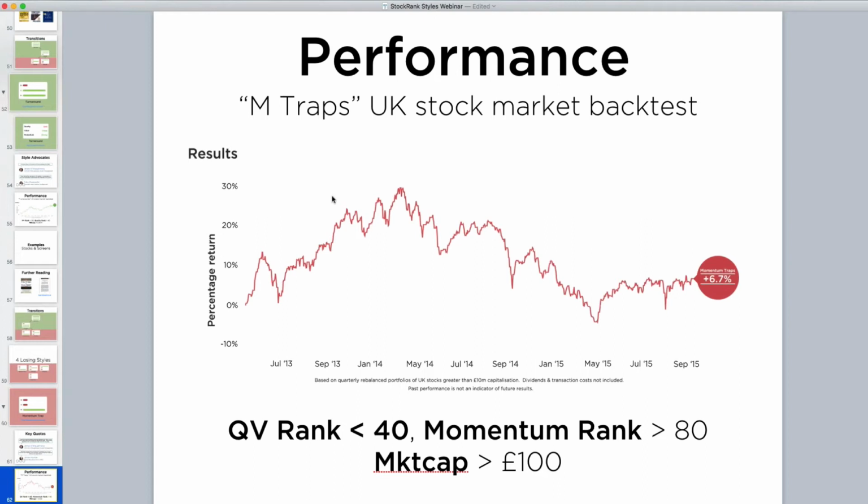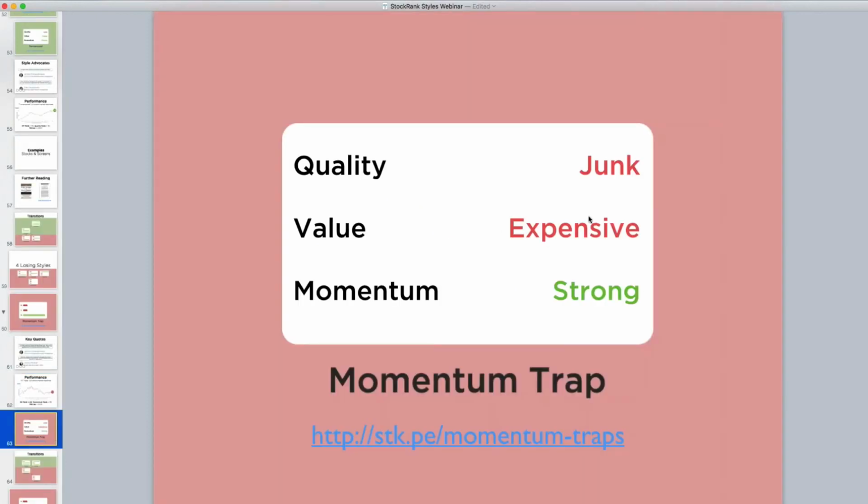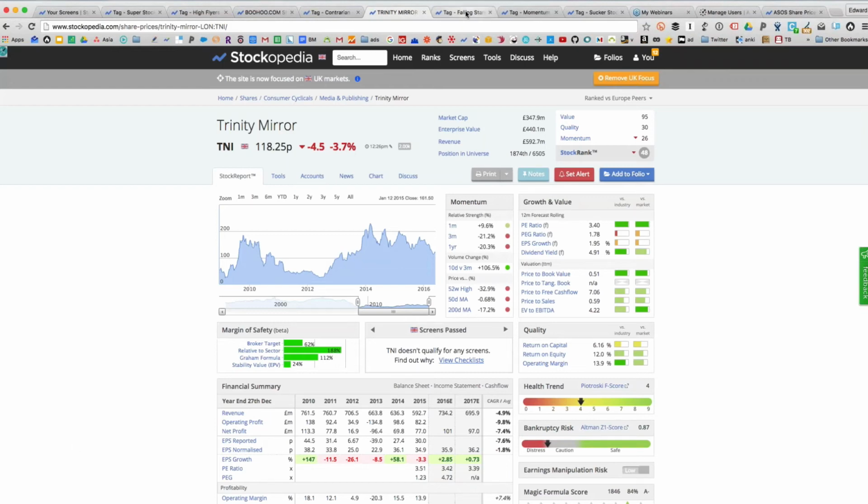So our performance measures here have looked at 25-stock portfolios of momentum traps and shown that they don't beat the market. They do very badly and don't tend to make money. So these expensive junk stocks, but with very strong momentum, is the rule of thumb. Let me just go into the screener and show you some of these shares.